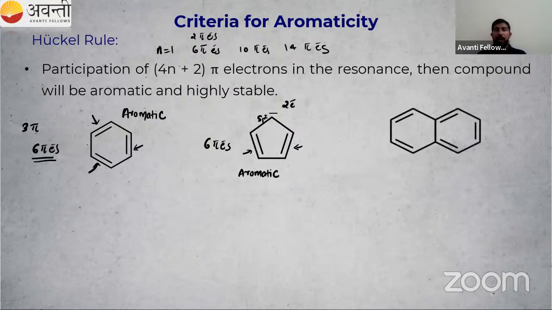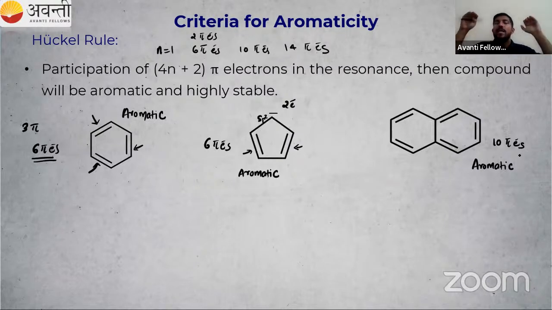This one, I have naphthalene. So check the number of pi bonds: 1, 2, 3, 4, 5. So how many pi electrons? 10 pi electrons. It is cyclic. Conjugation is present. It is planar in nature, sp2 hybridization. So I can say this is also aromatic in nature. Okay, so that is the rule. These 3 organic compounds follow all the criteria to be aromatic compounds. The stability is very high. That is very important.